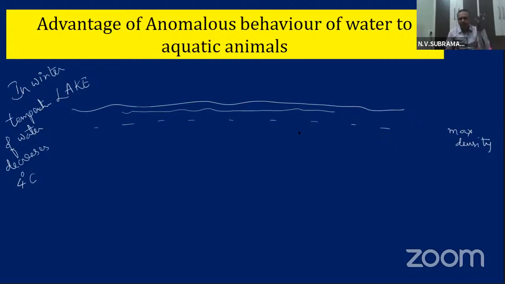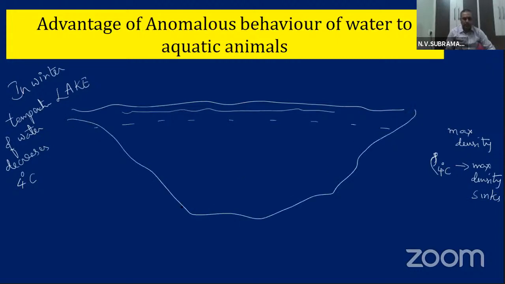Will it sink or will it float? It will definitely sink. You know that if you put a coin inside the water, it will go to the bottom of the water because density is high. Like that, water at how many degrees centigrade? 4 degrees centigrade has maximum density and it will sink to the bottom. That means if this is the diagram of the lake, at the bottom of the lake you will have 4 degrees centigrade water.